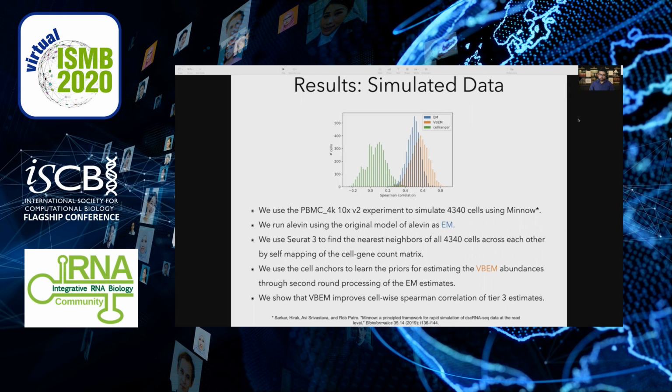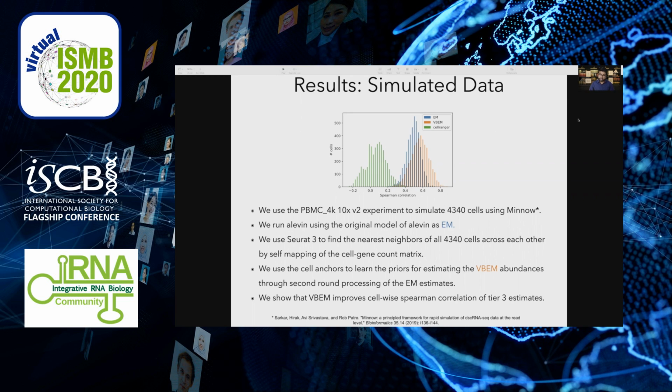We designed Minnow to specifically account for PCR error and generate a read-level dataset with the ground truth, which can be used as a simulator. Now, in this dataset, we again use 4440 cells, simulate them using Minnow, and generate a ground truth dataset. Later, we run Cell Ranger, Alevin with EM, and Alevin with VBEM.